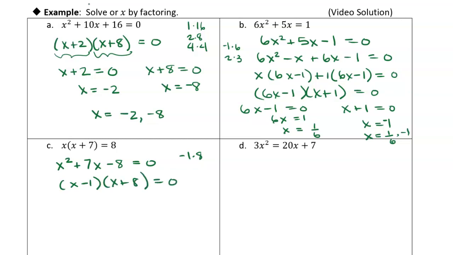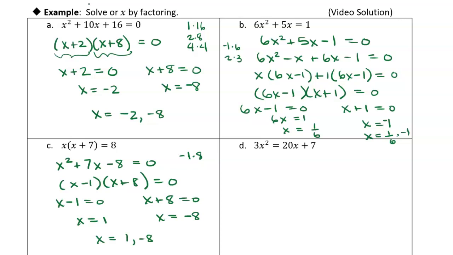All right, so now I have two factors, and I know that one of those two factors has to be 0 in order for their product to be 0. So either x minus 1 equals 0, or x plus 8 equals 0. All right, this would give me x equals 1, and this one gives me x equals -8. So my answers would be x equals 1, -8, one of those two.